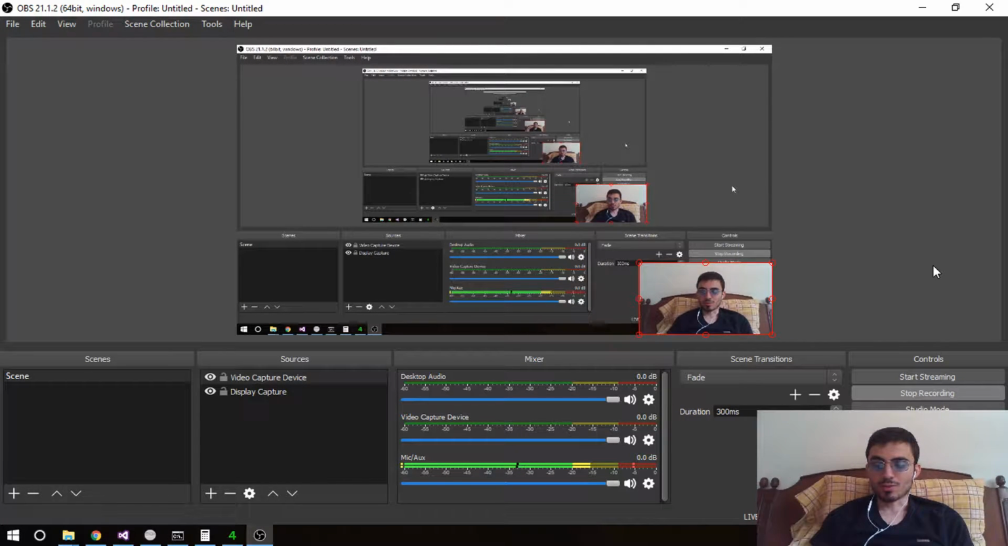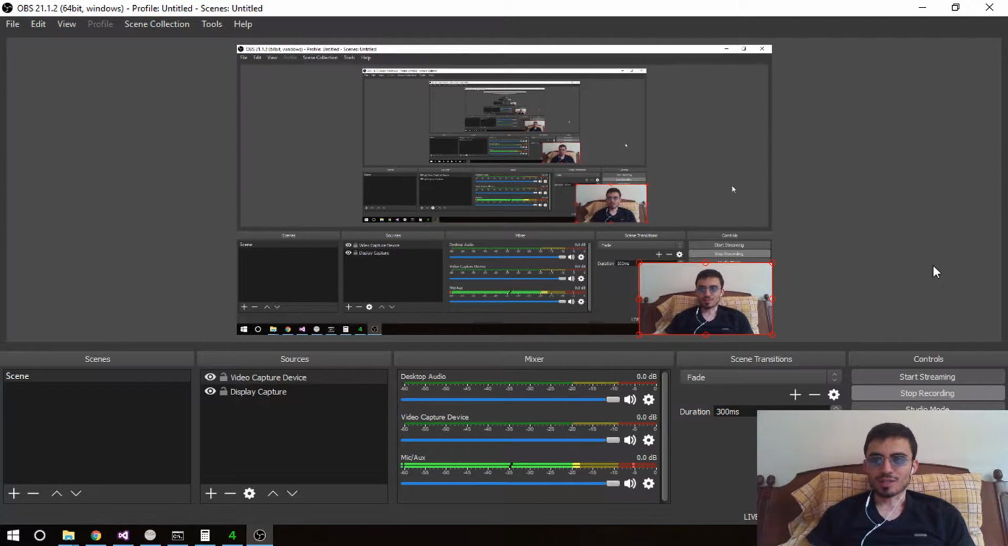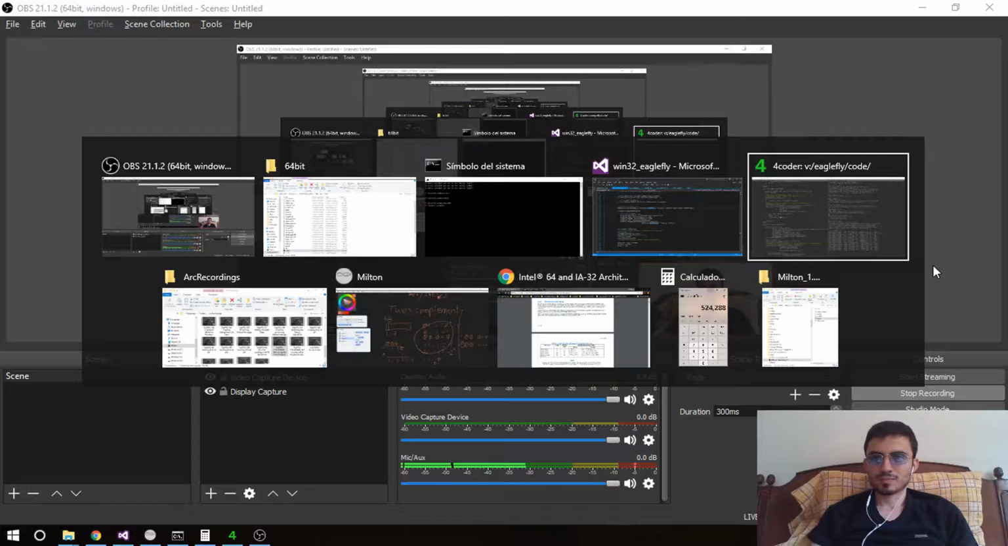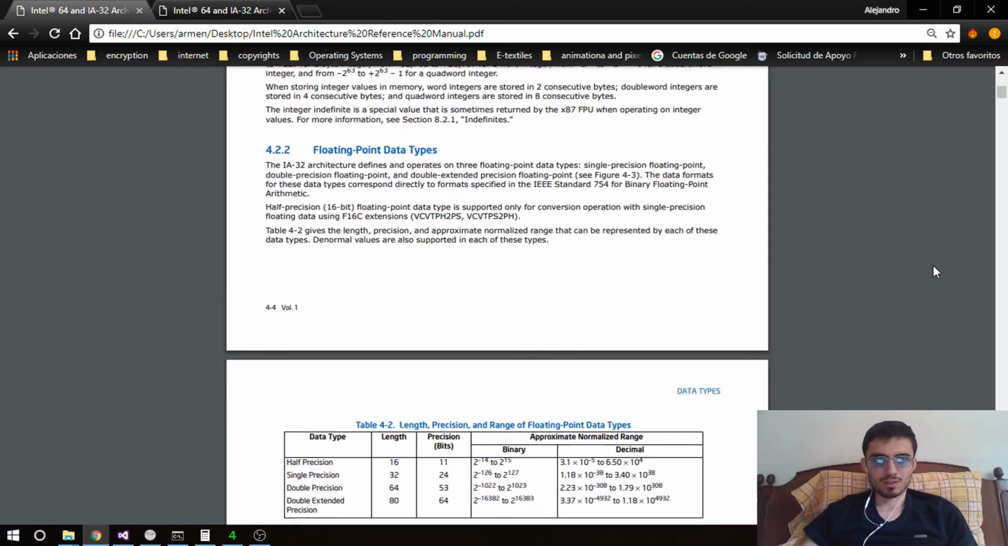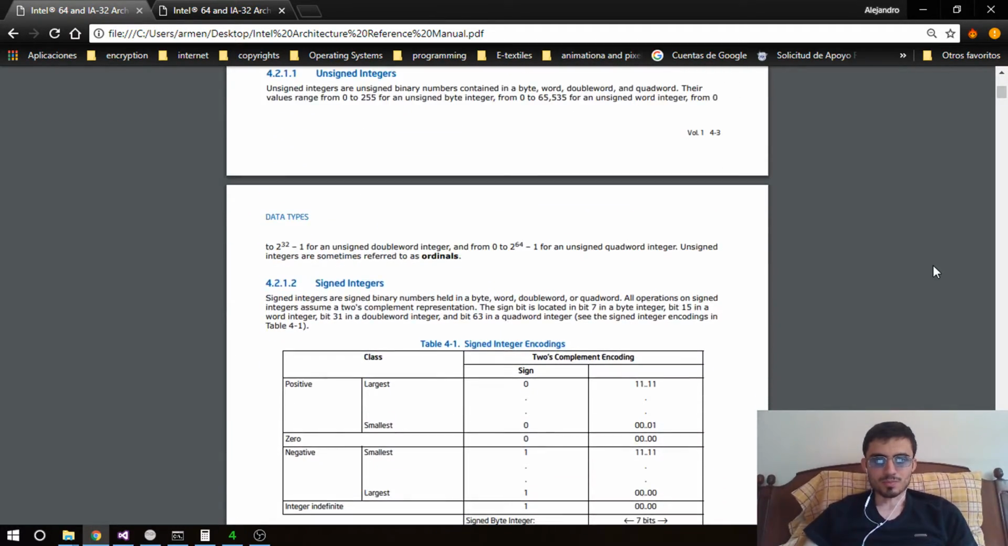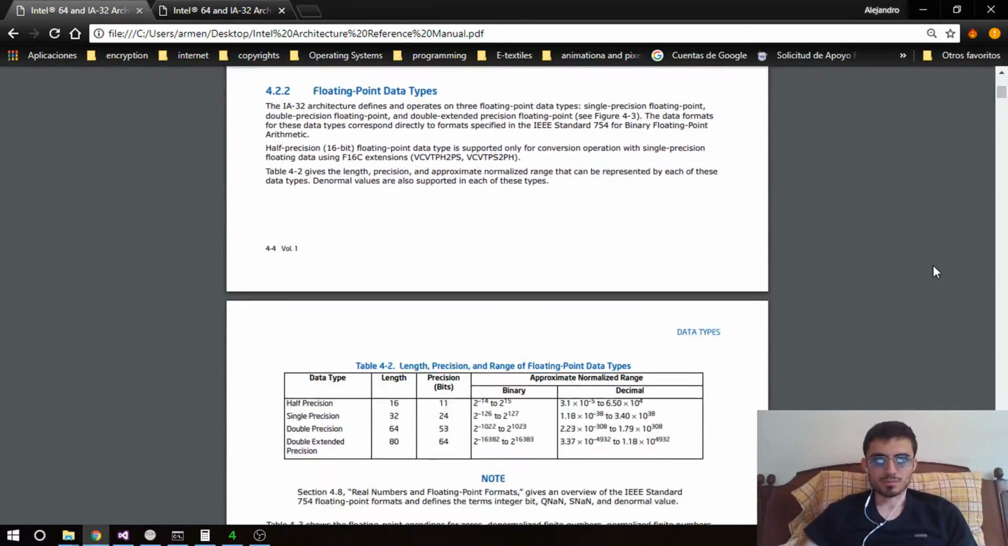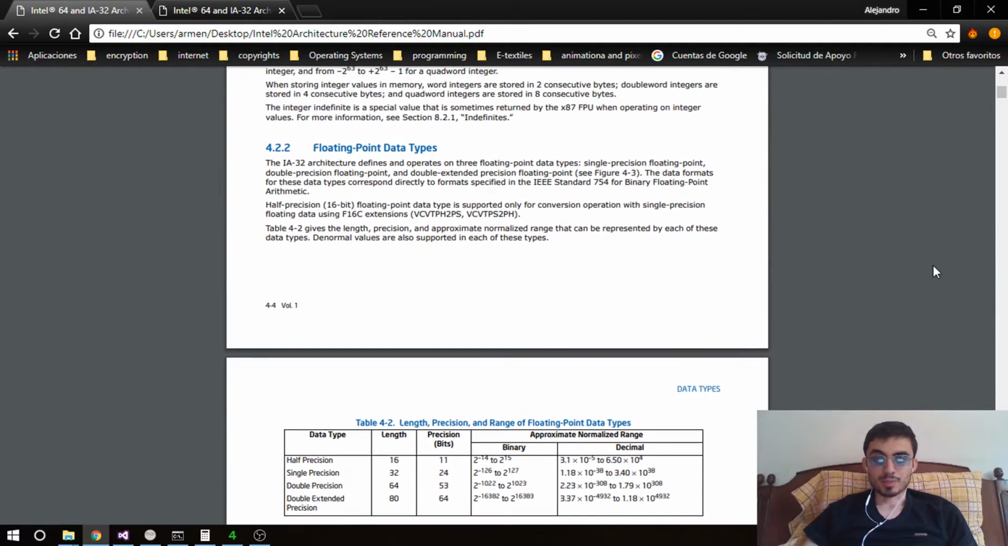Today we are going to continue exploring the IA-32 architecture and the 64 architecture as well, because we want to understand both architectures. I think I already opened the Intel 64 and the IA-32 manual. That's a pretty good manual.